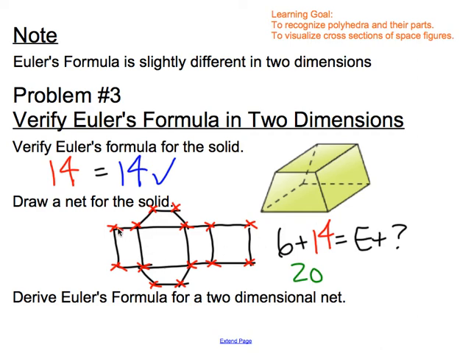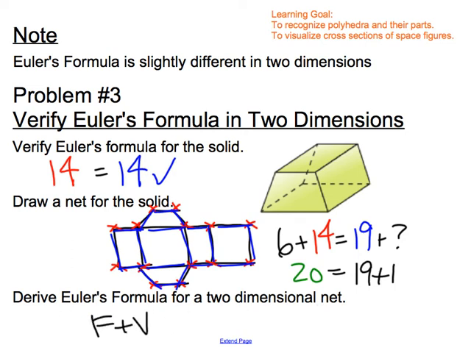Let's count up the number of edges that we have. We have 1, 2, 3, 4, 5, 6, 7, 8, 9, 10, 11, 12, 13, 14, 15, 16, 17, 18, 19. So we get 19 edges. So the question mark over here, we end up with 20 equals 19 plus something. Well, that something is going to have to be a 1. So Euler's formula for a 2-dimensional net is going to say that the number of faces plus the number of vertices equals the number of edges plus 1.